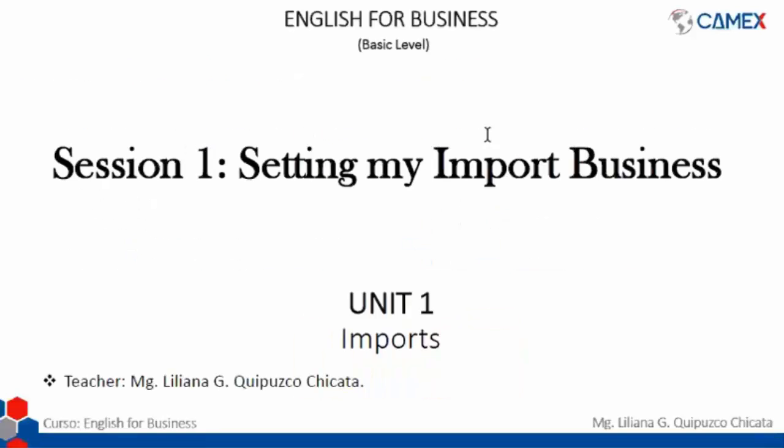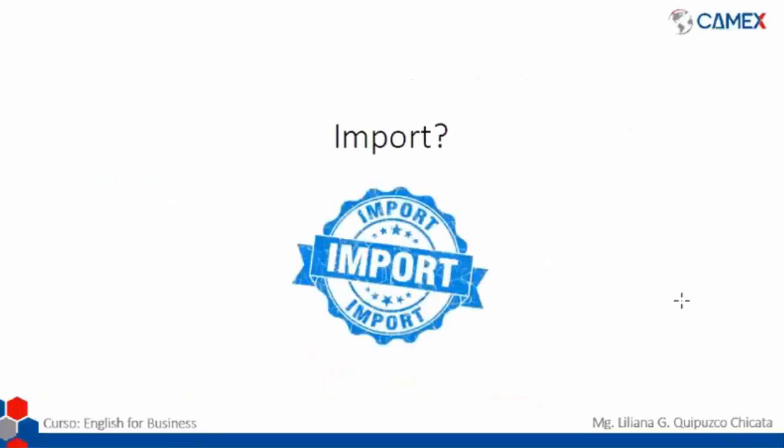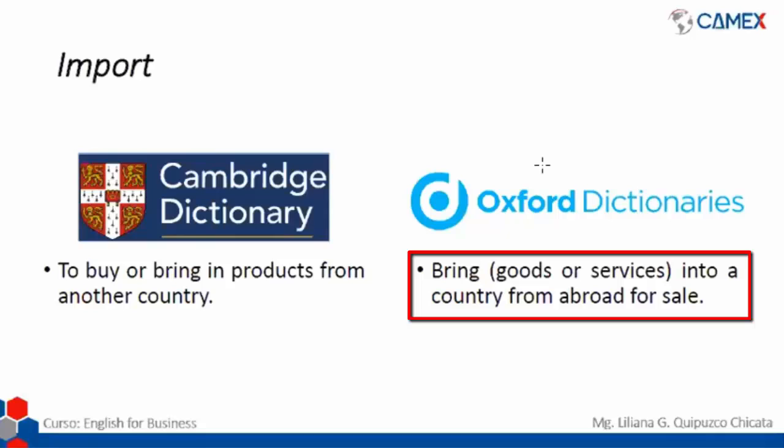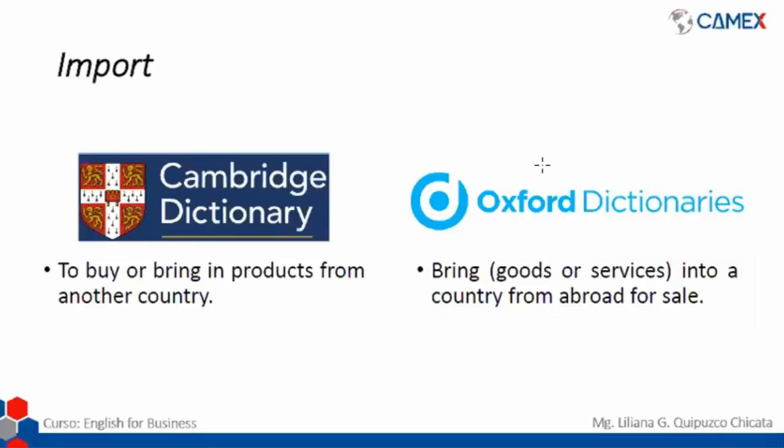Okay? So today we're going to see how to set up my import business. First of all, what is import? According to the Cambridge Dictionary and the Oxford Dictionary, to import is to bring or to buy, in this case to bring in or to buy clothes from another country. According to the Oxford Dictionary, on the other hand, to import is to bring goods or services into a country from abroad for sale. In both options, we can see that to import is to buy or to bring products or services from another country into Peru for sale.